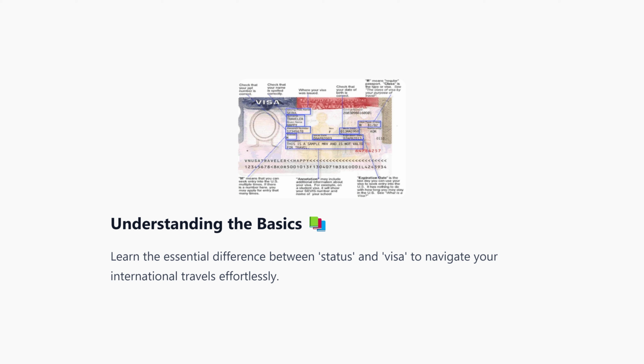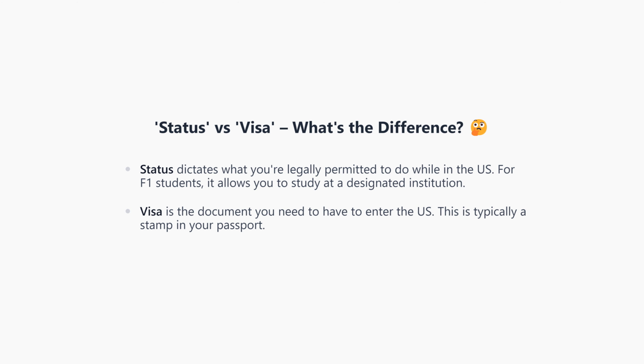First off, let's understand the basic difference between status and visa. It is essential to know these terms to manage your travels efficiently as an F1 student. Status dictates what activities you're legally allowed to do in the United States. For those on an F1 status, it allows you to study in an authorized institution. On the other hand, a visa is required when entering the U.S. and is usually a stamp in your passport showing you have permission to enter for your specific purpose.